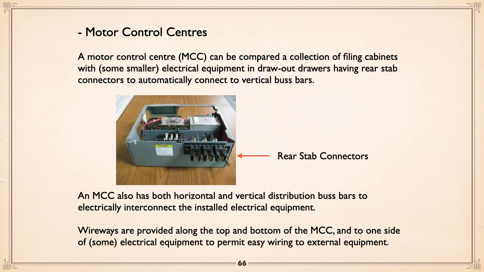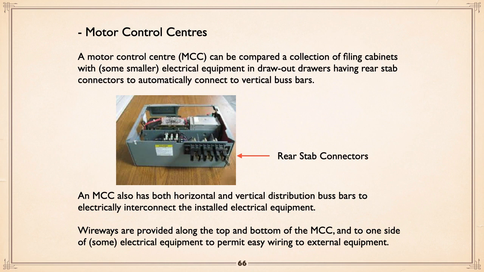Here is one of those "drawers," shown pulled out, and you're looking at the back side of it. You see it's got little spring-loaded tab connectors that go onto bus bars, which is a copper or aluminum bar, in this case a vertical bar. A motor control center will have both horizontal and vertical distribution bus bars, which distribute the power and allow devices like this to connect to it.